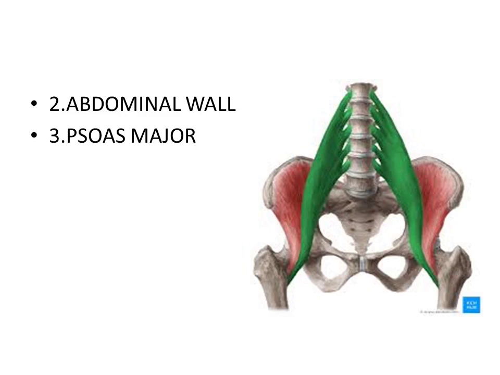Then we have the psoas major, which runs from the lumbar transverse processes and anteriorly the vertebral bodies of T12 to L4. The distal tendon merges with that of the iliacus.